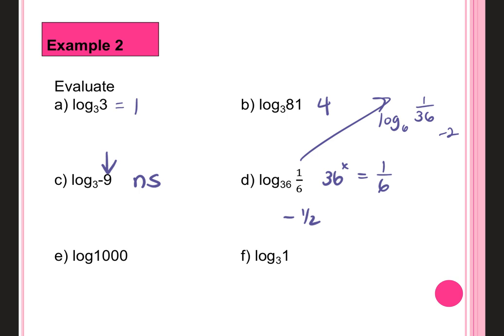All right, E, log 1,000 would be 3, because 10 to the third equals 1,000. The 10s are easy if you just count your zeros. And log base 3 of 1 is 0. What power do I raise anything to make it 1? And it's 0. Good so far?